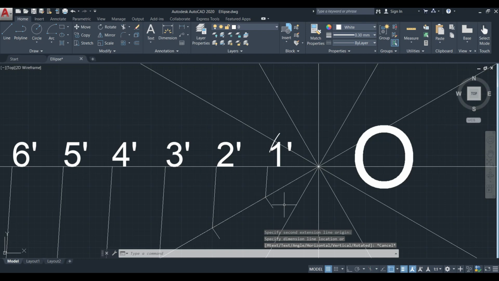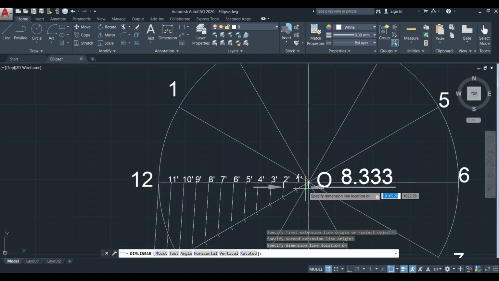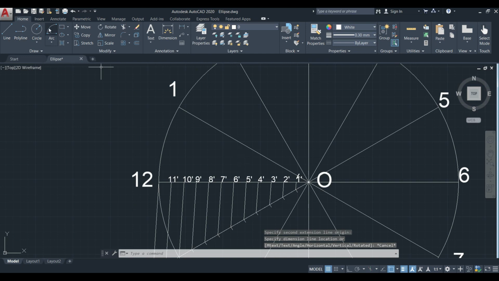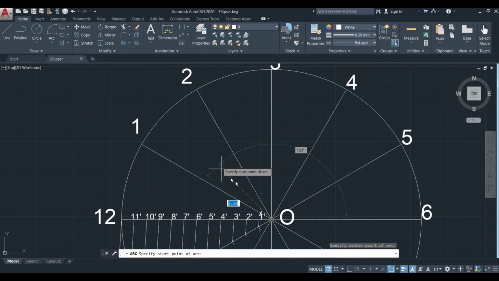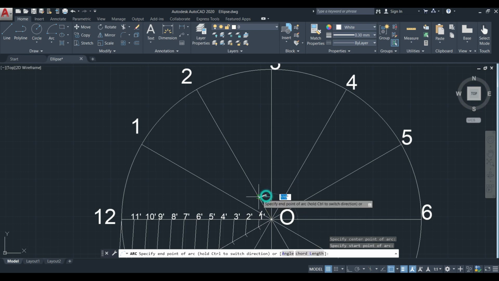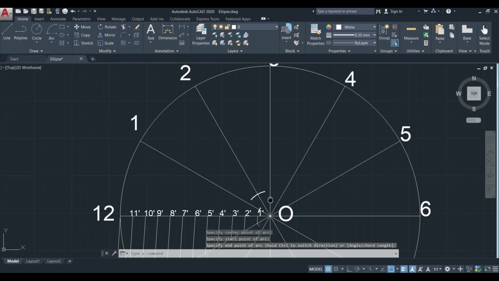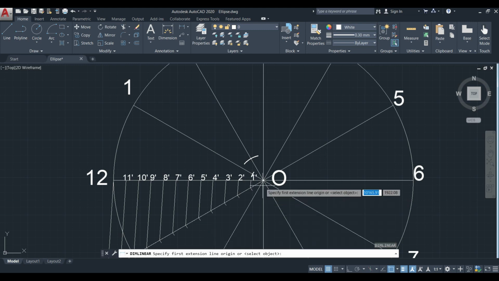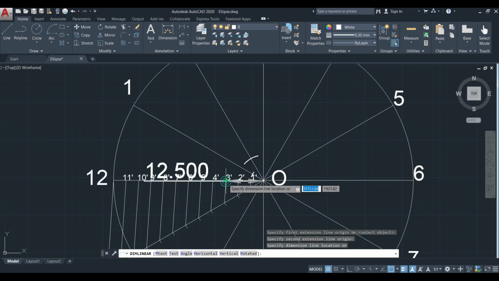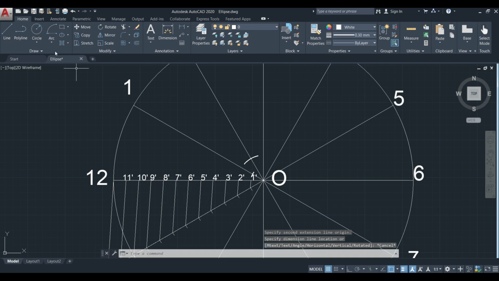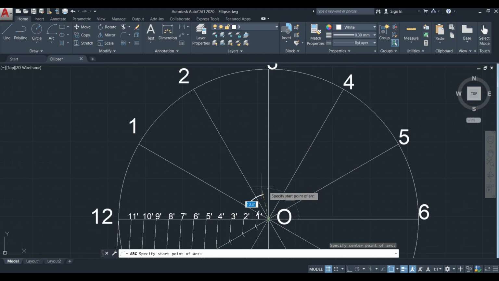Now we have to measure the distance between O and 2 dash. Here it is 8.33. With that particular distance we have to draw an arc with the center O on the line O2 here, like this. Then we have to measure the distance between the point O and 3 dash. This is 12.5. With that particular distance we have to draw an arc with center O on the line O3 here.